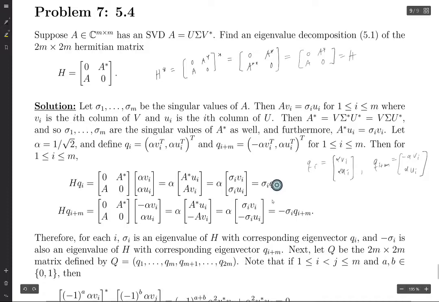So Qi is obviously going to be non-zero because each Vi and Ui must be non-zero, because U and V are unitary matrices, so none of their columns can be zero. So Qi is therefore a non-zero vector, and so it's in fact an eigenvector of H with corresponding eigenvalue sigma i.